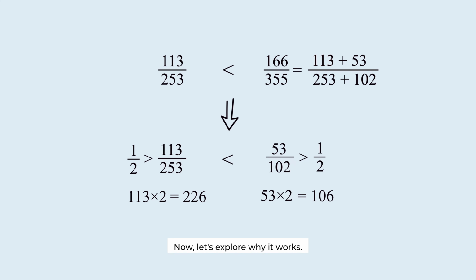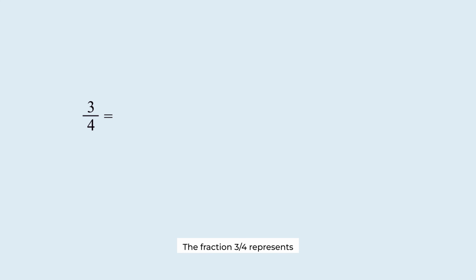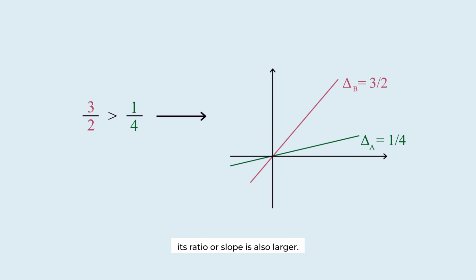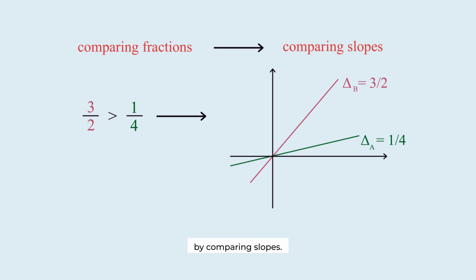Now, let's explore why it works. The fraction 3 over 4 represents the ratio 3 to 4. A fraction is a ratio, so it can represent the slope of a straight line. If a fraction is larger, its ratio or slope is also larger, so we can compare fractions by comparing slopes.